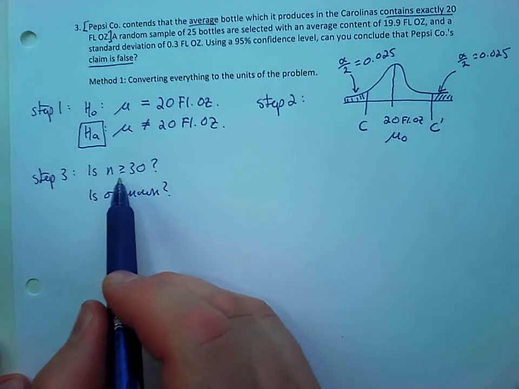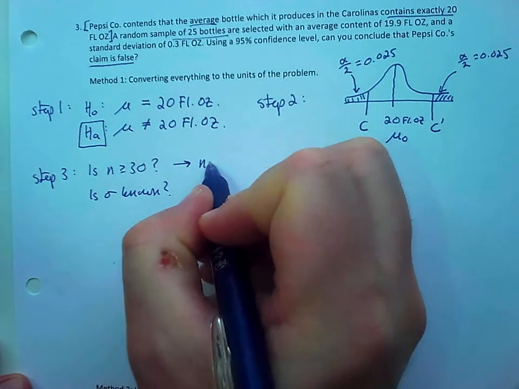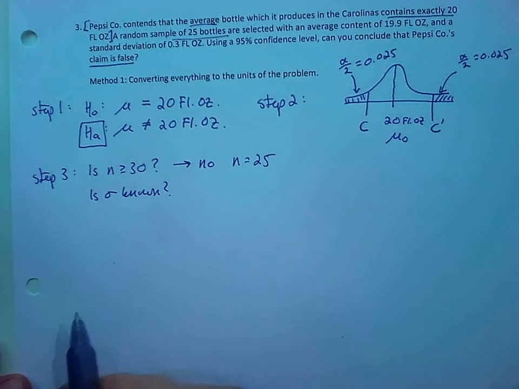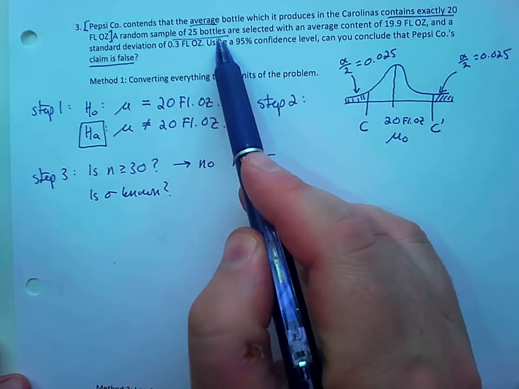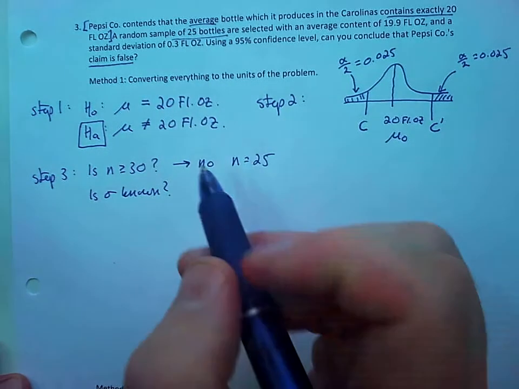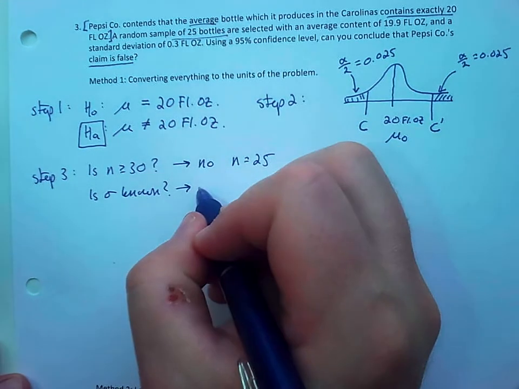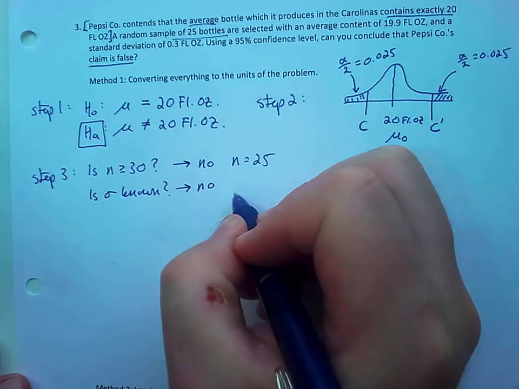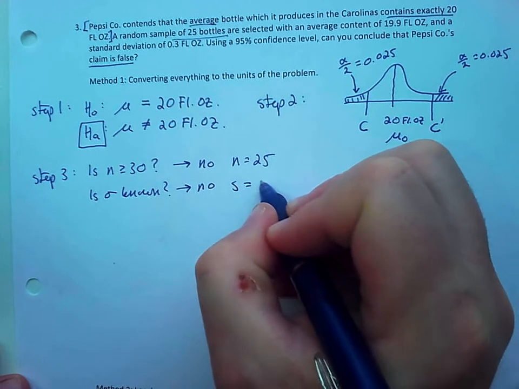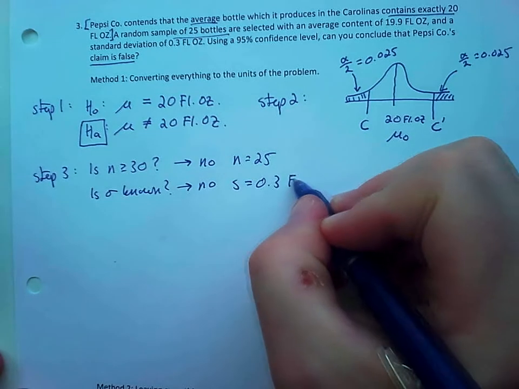Here we have that the sample size, we only have 25 bottles. So here we're going to answer no to this first question, that n is equal to 25. And here it tells us that these 25 bottles have an average content of this and a standard deviation of this. So therefore we don't know sigma, we only know the sample standard deviation S. So we're going to answer no to this question, and this is going to become S is equal to 0.3 fluid ounces.